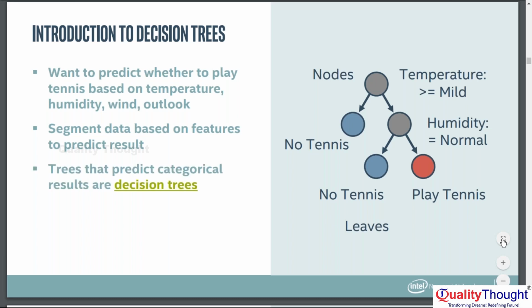So here the trees are always there that predict the categorical results. That's why it is called decision trees. Do all of you understand? Okay.